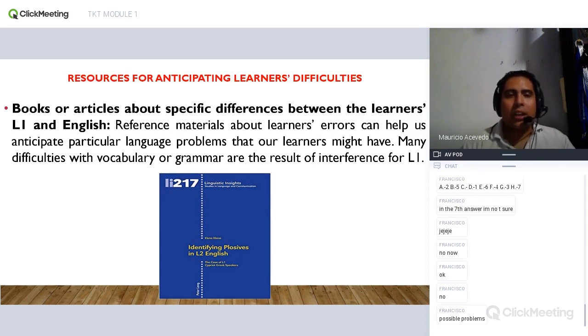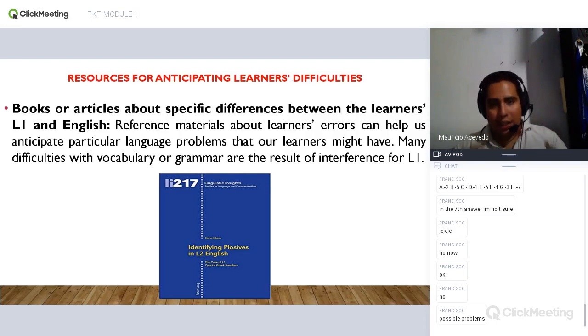Okay, so here we have reference materials about learners' errors that can help us anticipate particular language problems that our learners might have. Many difficulties with vocabulary or grammar are the result of interference from L1. So these are some books that can help us as teachers to check the errors, and from those errors make the change.